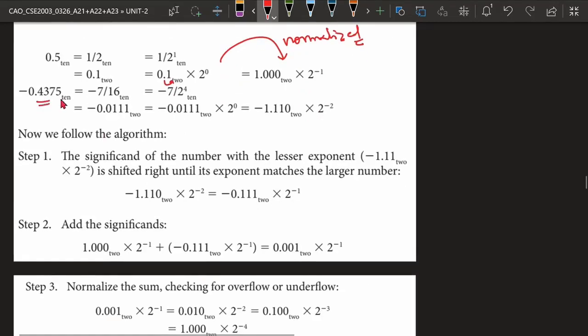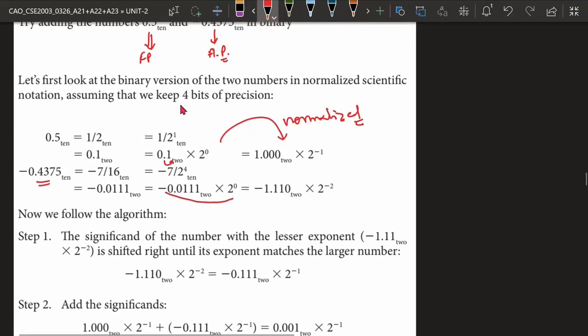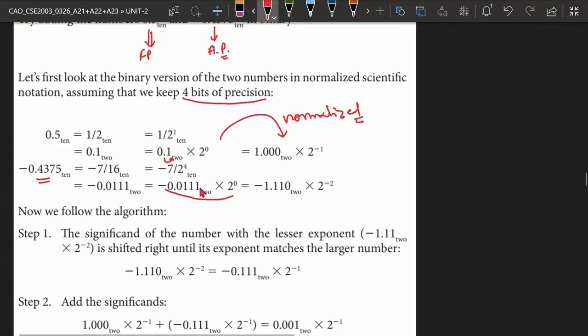Similarly, this number we can represent as a scientific number. There is also one condition: this is not a number that can be represented in binary exactly. So here we assume we keep 4-bit precision. 4-bit precision means after representing, the fractional bits will be only 4. That's why it is only considering the 4 bits in the fraction.